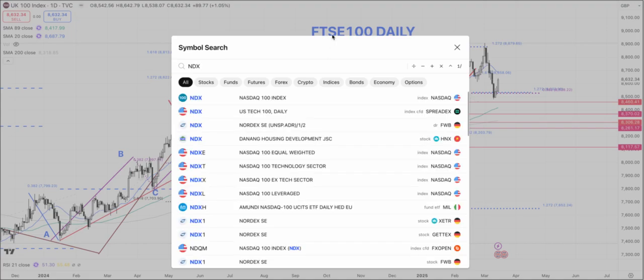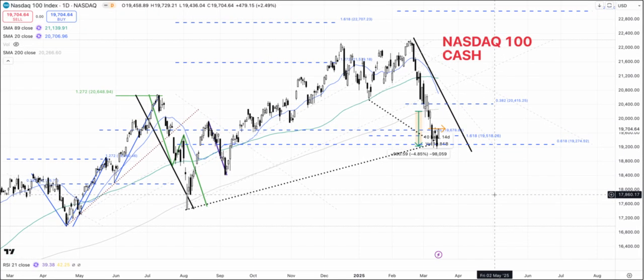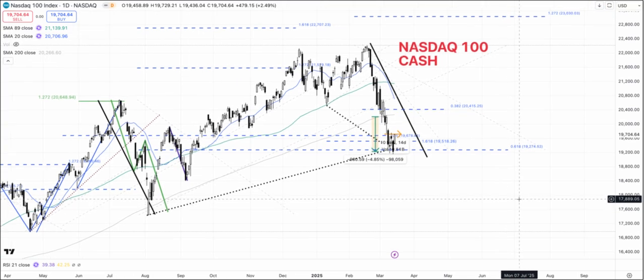Now let's move to the US stock market. So we start by taking a look at the NASDAQ cash market. This is the NDX, NASDAQ 100 cash daily chart.